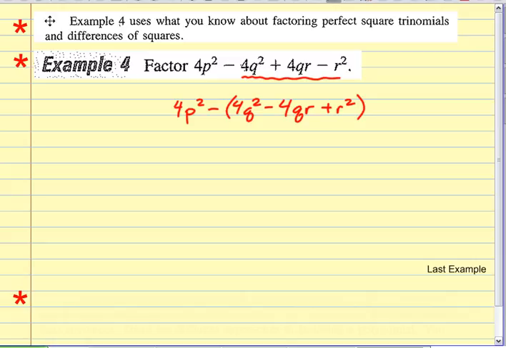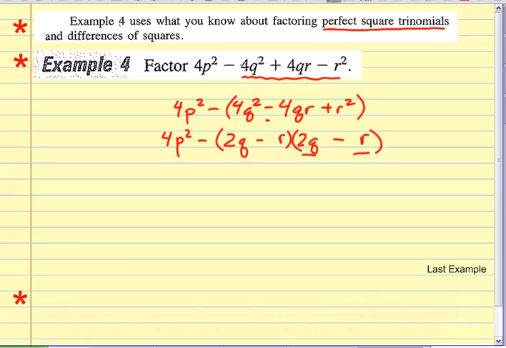Now, they gave us a hint, right? Here's a perfect square trinomial, or maybe it is. 4p squared minus, well, let's see. This is a perfect square. It's 2q. And that's a perfect square. It's r. So I've got 2q and r. Now wait. That sign's negative, so that means that these would need to be negative if this works. Right, Libby? If it works.